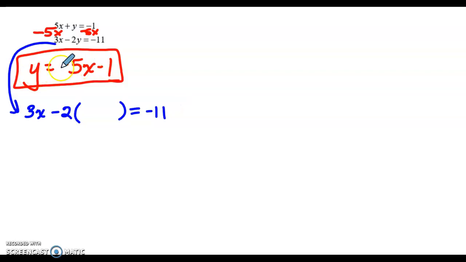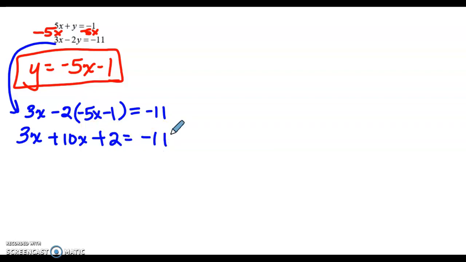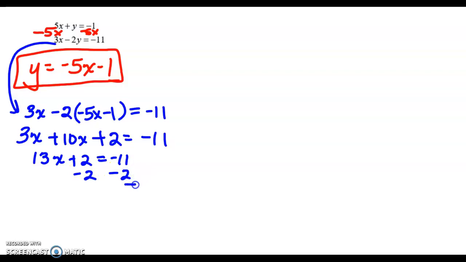Because y is identical in value as negative 5x minus 1, I'm going to replace y with negative 5x minus 1. The trick to this problem is honestly distributing a negative. A negative times a negative is a positive, and I get 10x. A negative times a negative is a positive 2. And then I'm just going to clean this up by combining like terms. Now I have a two-step equation where I'm going to subtract 2 and divide by 13.